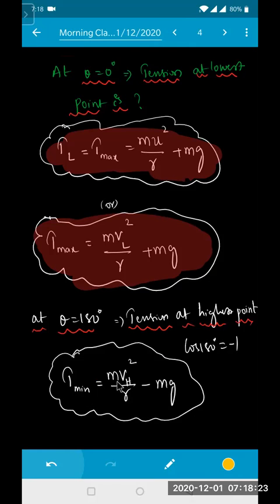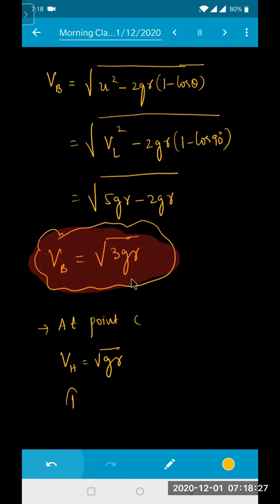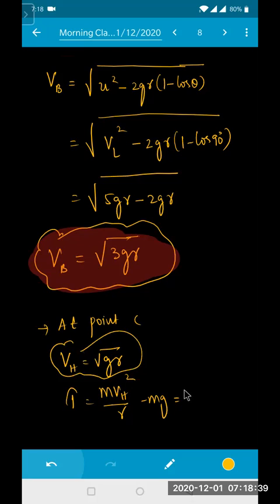T minimum is equal to m V_h squared by r minus mg. So this equals m into V_h squared divided by r minus m into g. Velocity at highest position is how much? Substitute that: m into g into r divided by r minus m into g. This r gets cancelled. So tension at your highest position is how much for me? Tension at highest position is mg minus mg, which is 0. This already we got as the condition.